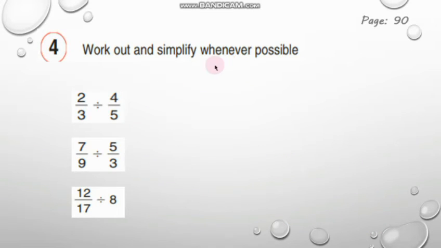Now work out and simplify whenever possible. Here I have 2 over 3 divided by 4 over 5. I know that I write the first fraction as it is. I write instead of divide times, 4 over 5 becomes 5 over 4. Multiply the numerators and the denominators. I can write instead of 4, 2 times 2. Now I can simplify by 2. The answer will be 5 over 6.